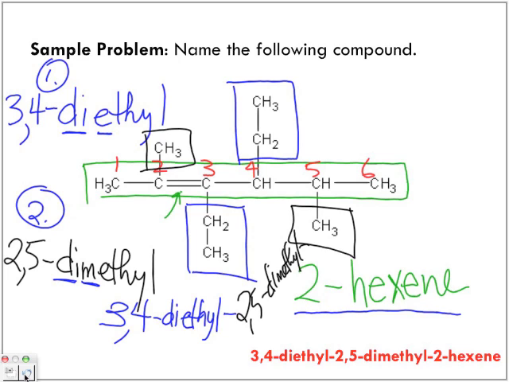Okay, so we've got the 3,4-diethyl. So we've got 2 ethyl groups located on the 3 and the 4 carbon of our main chain. We've got 2 methyl groups on the number 2 carbon and the number 5 carbon of our main chain. Our main chain ends in E-N-E, so it means we've got a double bond. Where is that double bond located? It's located on carbon number 2 of this main chain. Okay, so hopefully that helped you out. You'll be able to go about naming any one of these types of alkenes.